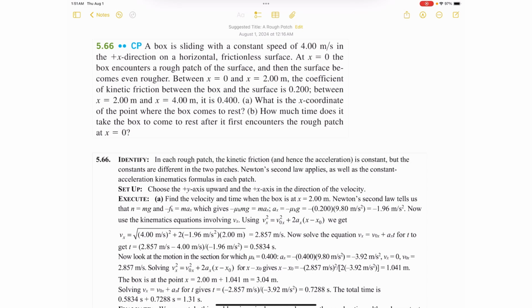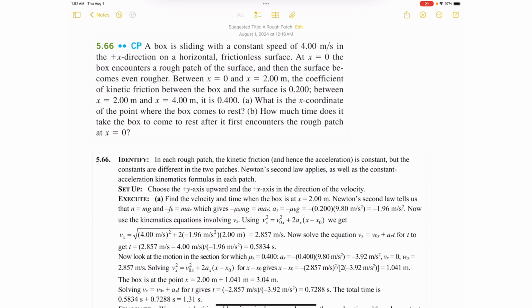Okay, so in this problem we have a box sliding with constant speed, so there's no acceleration, going at 4 meters per second in the positive x direction, from left to right on a horizontal frictionless surface. At x equals 0, the box encounters a rough patch. Between 0 and 2 meters, the coefficient of kinetic friction is 0.2.